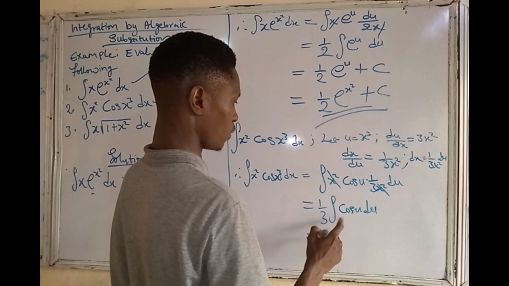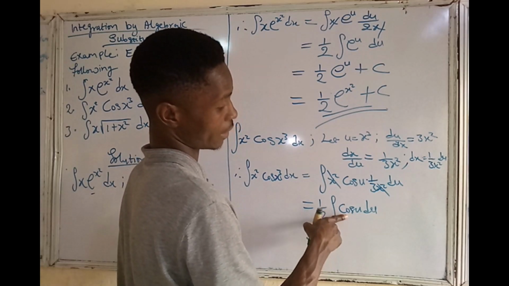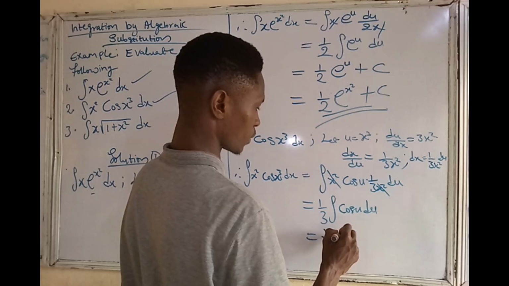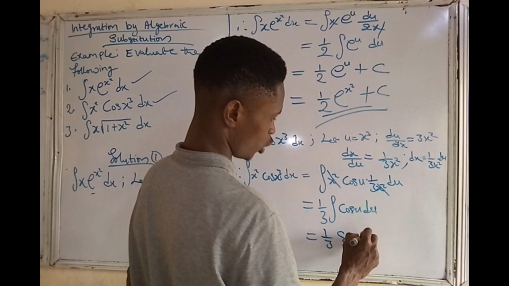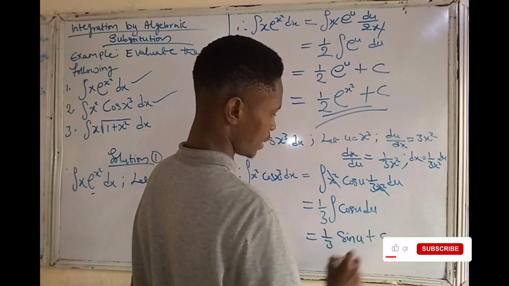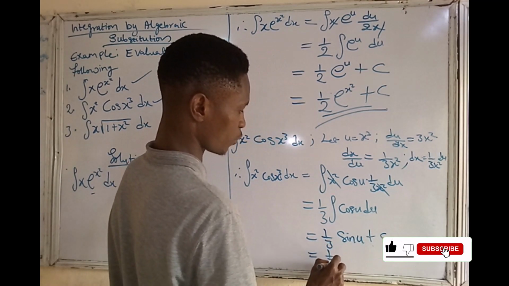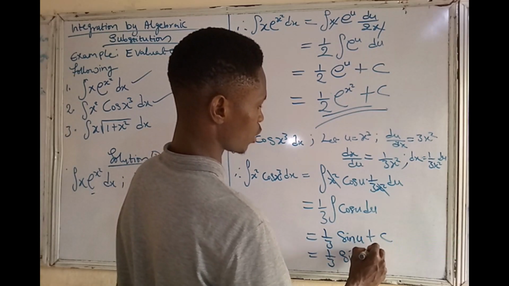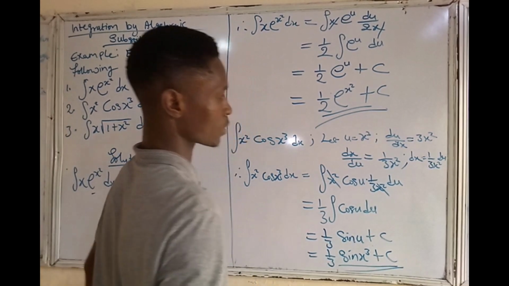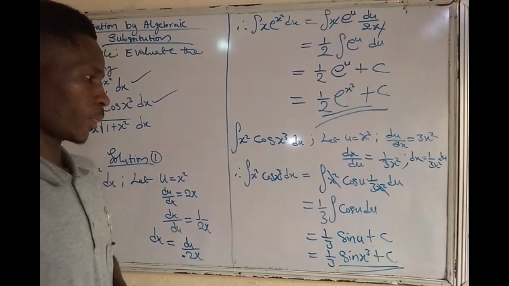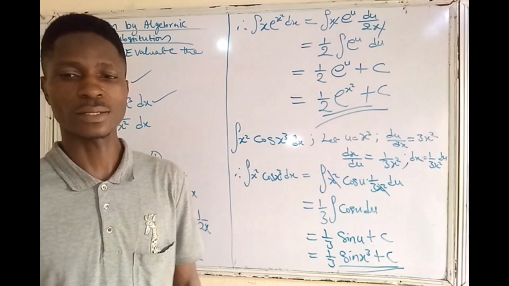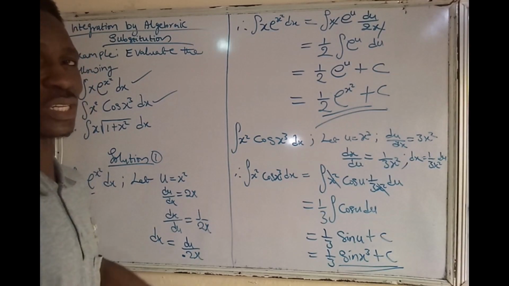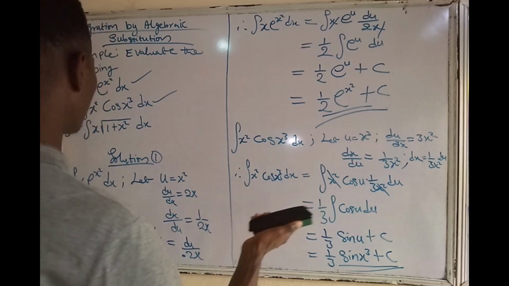If you integrate a trigonometric function such as cos, you get sine. So this is going to give us 1 over 3 sine u plus c. So this should be 1 over 3 sine, what is u? x cubed plus c. This is the answer. Feel free to ask questions, and you can also send in your comments of what you think about the method. So let's solve the last question.